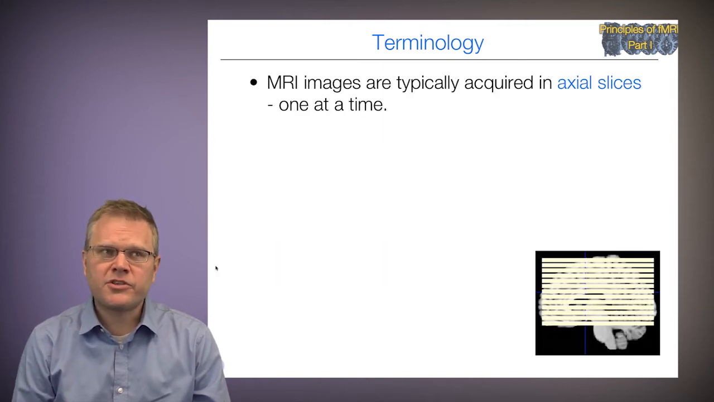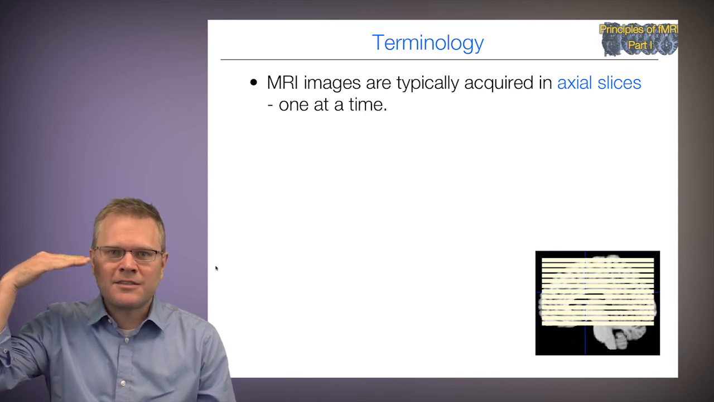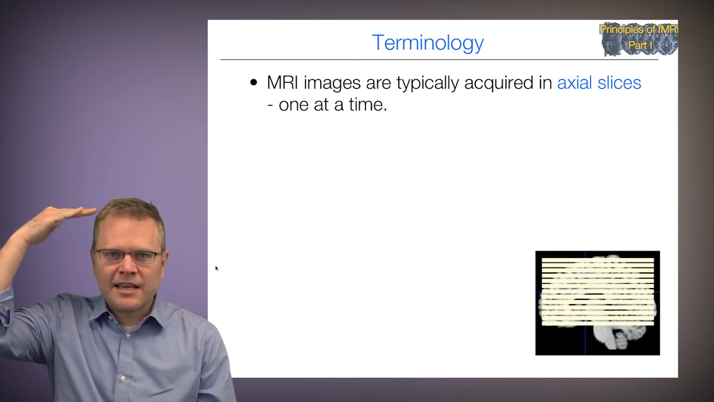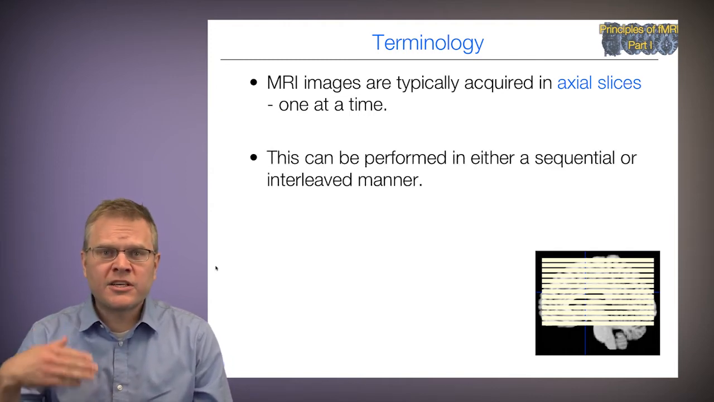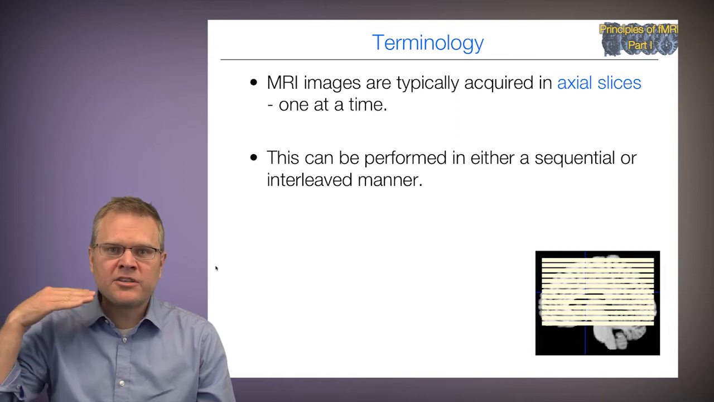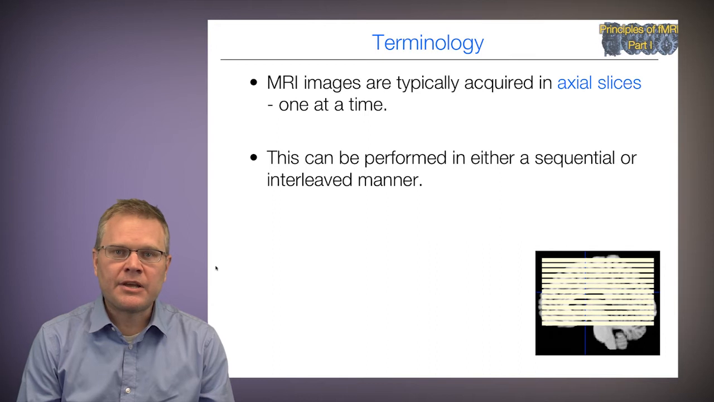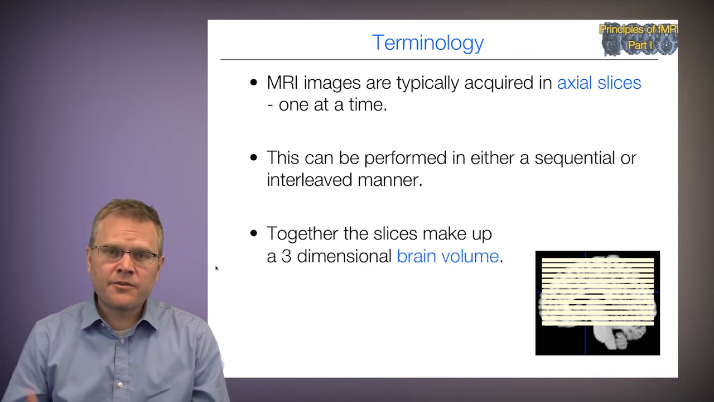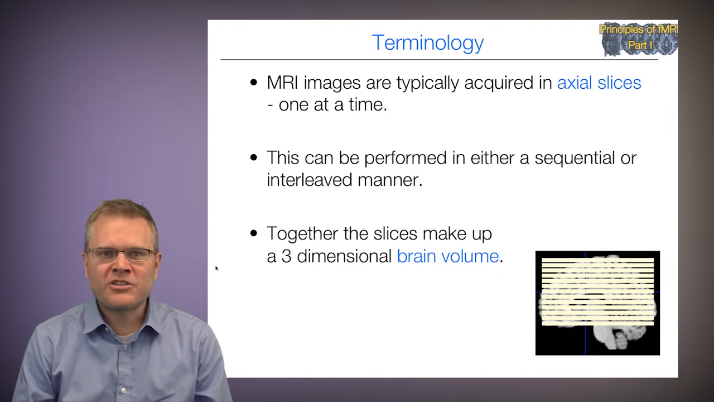fMRI or MRI images are typically acquired in axial slices one at a time. We go and do different slices in the XY plane like this. They can be performed either sequentially, one slice at a time, or interleaved, where we skip a slice and then come back and do it again. We'll talk about this later on. Together, these slices are then glued together to make up a three-dimensional brain volume, which is what we ultimately analyze. There's a bunch of terminology that we need to describe the acquisition.